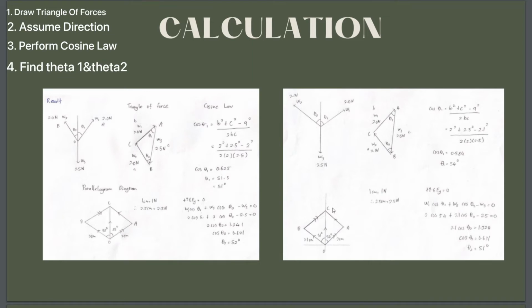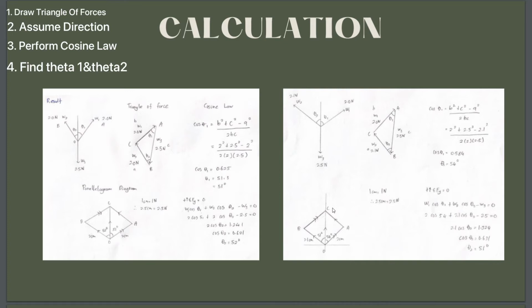After we get the angle theta 1, we continue to calculate theta 2 with the y component of equilibrium, which is Fy equals 0. The formula that we need to use is Fy equals 0, equals weight 1 cos theta 1 plus weight 2 cos theta 2 minus weight 3 equals 0. So from the result we can determine theta 2.